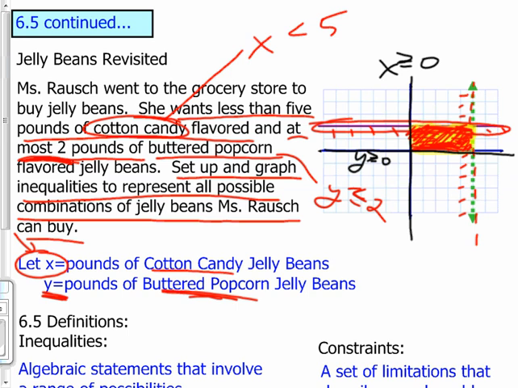Unless you're doing the rare problem where you actually can have negative things. Golf scores is the one that always comes to mind. You can have a negative golf score because you can go below par. But almost every problem you're going to say x greater than or equal to 0 and y greater than or equal to 0, because in the real world you can't have negative rhinos or whatever.